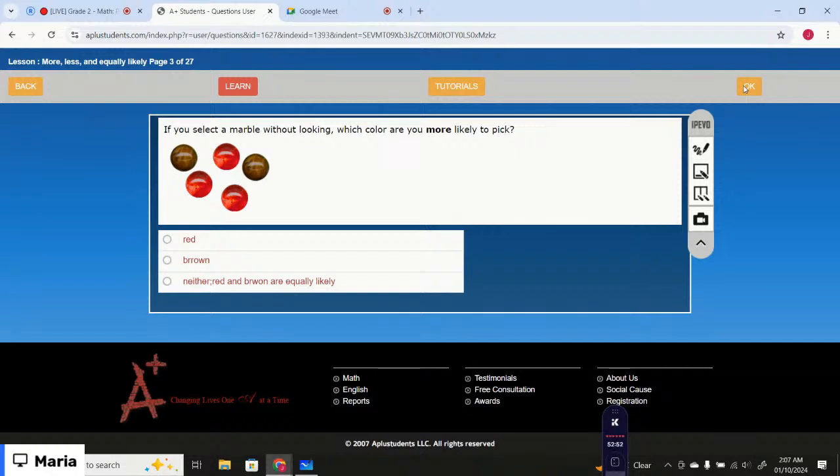You have three red marbles and two brown marbles, so you have more red color. That means it will more likely pick the red one. The correct option is red. Option number 1 is the correct option.